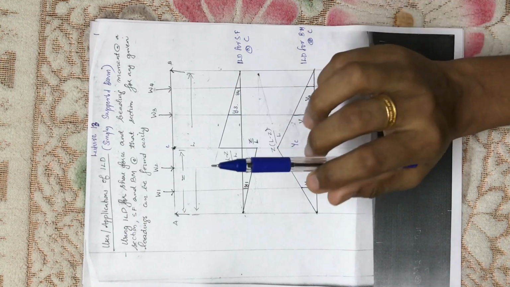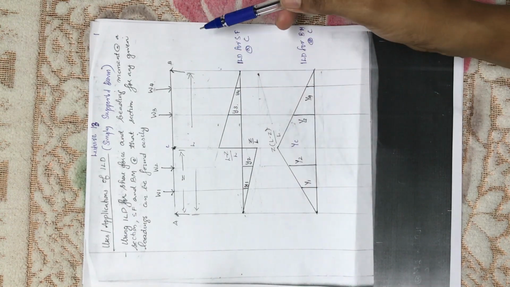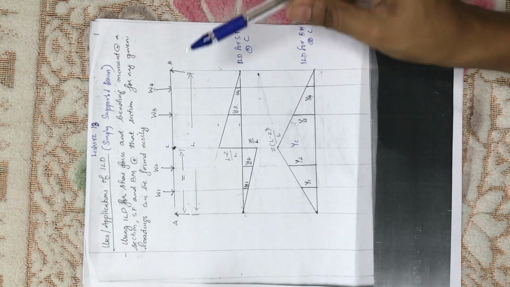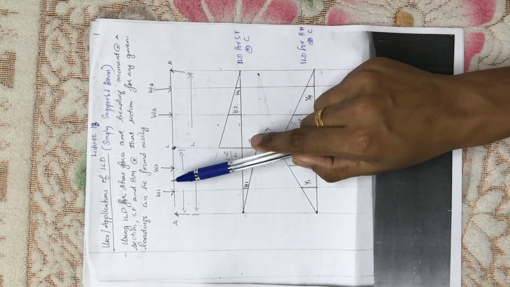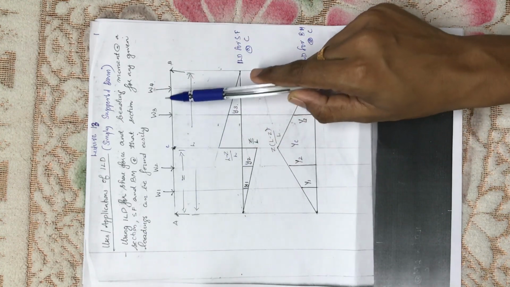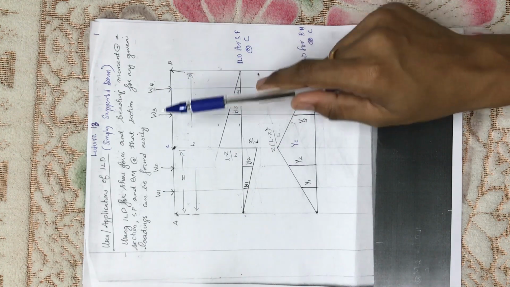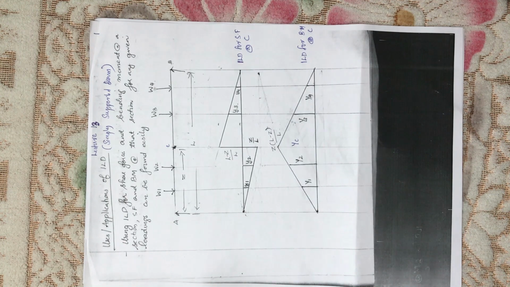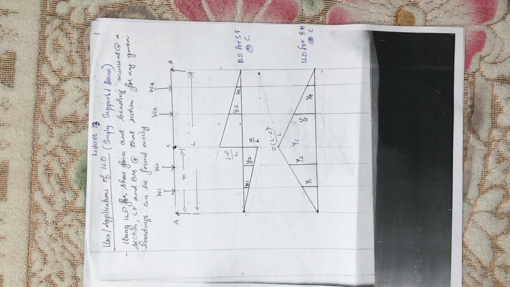Okay. So here is a simply supported beam and A and B are the simply supported ends of the beam, and it carries some point loads such as W1, W2, W3 and W4. So using influence line diagram for shear force and bending moment at a section, shear force and bending moment at that section for any given loadings can be found easily.